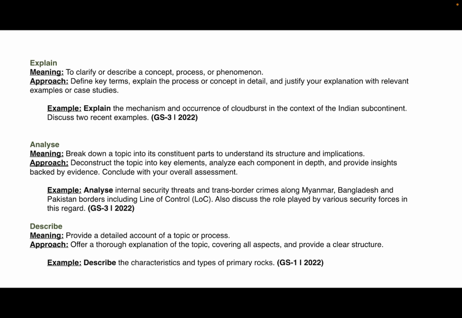We need to give a holistic picture of the topic. If it comes to Indian diversity, we need to explain the linguistic diversity, religious diversity, culinary diversity, all these aspects to be discussed in detail. So we need to give a holistic picture when a specific directive called "describe" is mentioned.